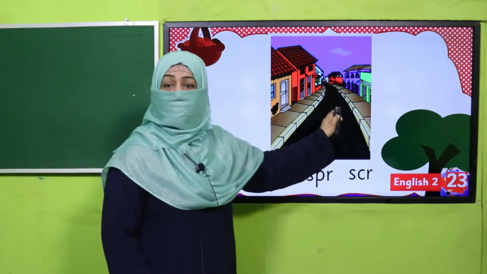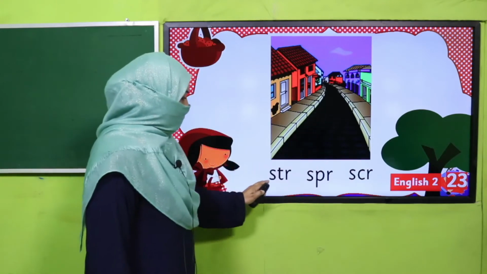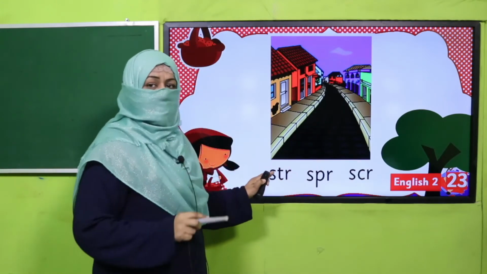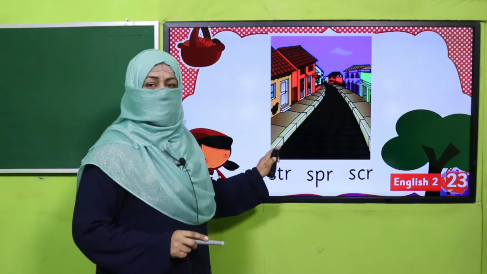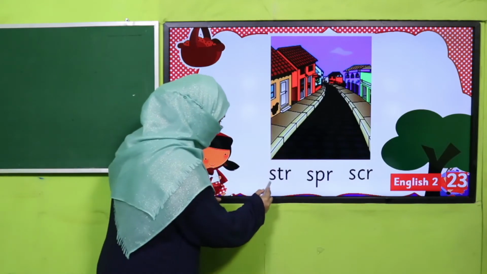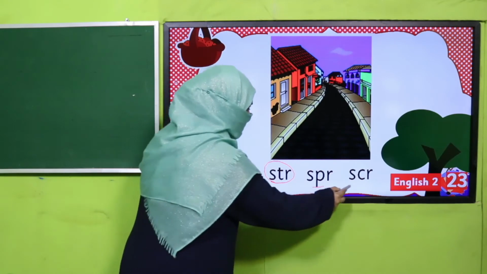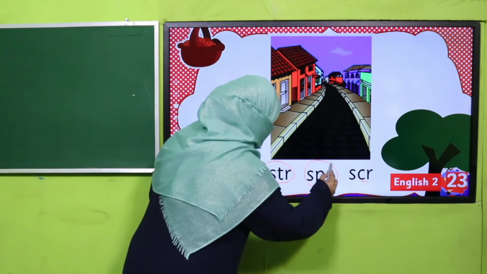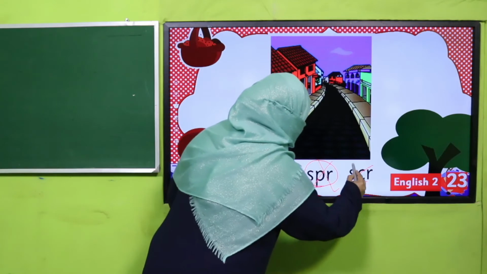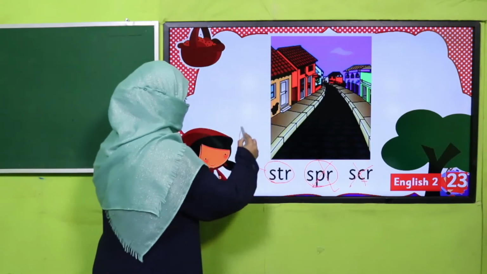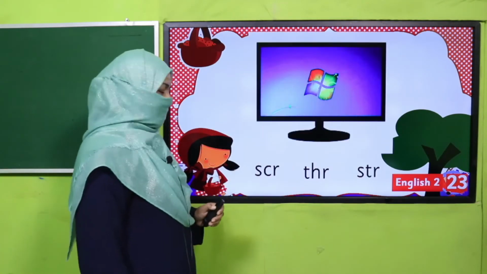This is a picture of a street. Now which consonant cluster goes with it? Street, street, street. The first one is the correct one because there is no p sound, there is no k sound. These are not the correct consonant clusters. The correct one is street. Okay.